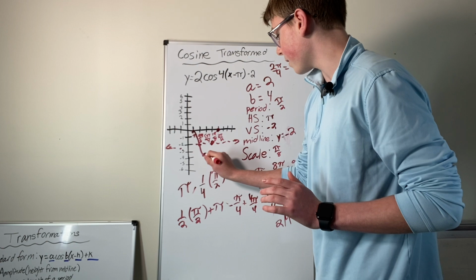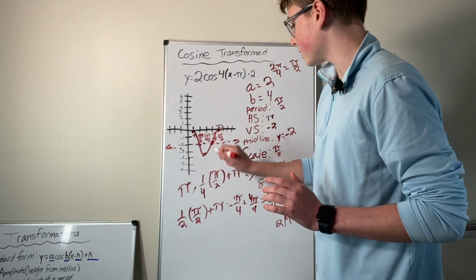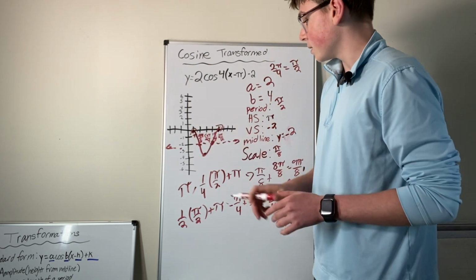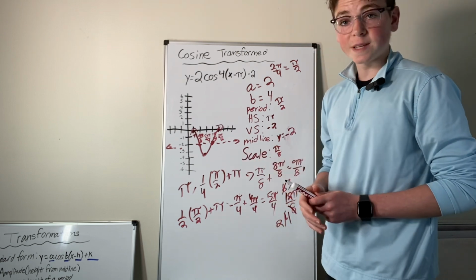So our graph looks like this. And as you can see, it's a little bit compressed. It's moved down 2.